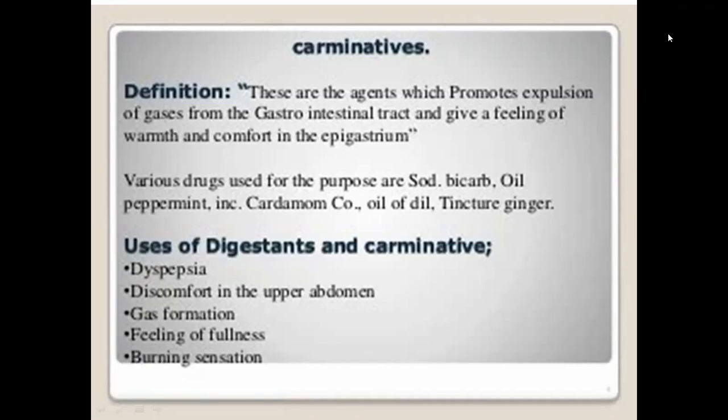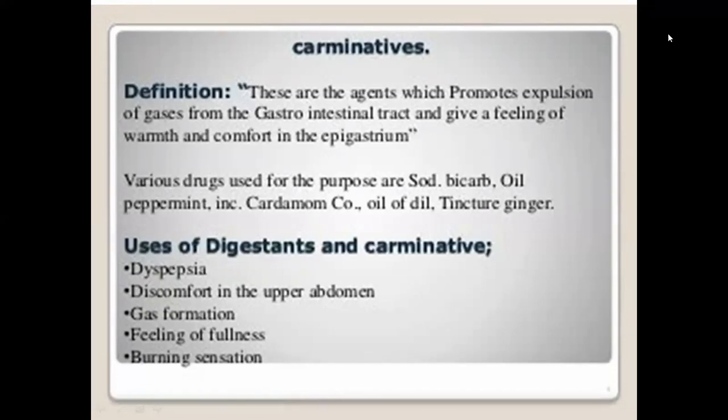That is cardamom, peppermint, sodium bicarbonate. Rather than these herbs, other agents such as sodium bicarbonate also act as carminatives. With this agent, some constituents from plant extract are given, and then these carminatives are prepared. Then uses of carminatives in digestion. In the following disorders or conditions, these carminatives are used.